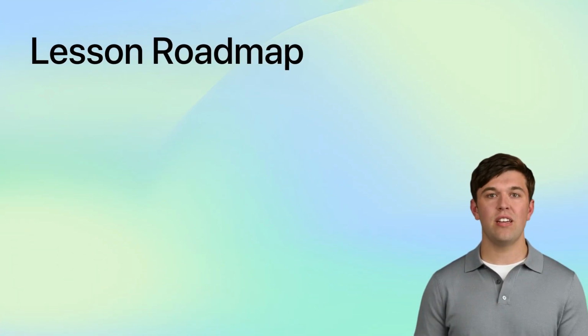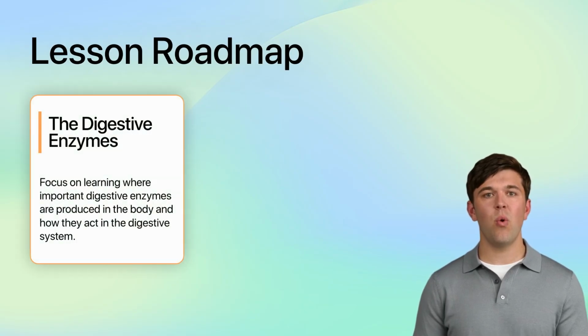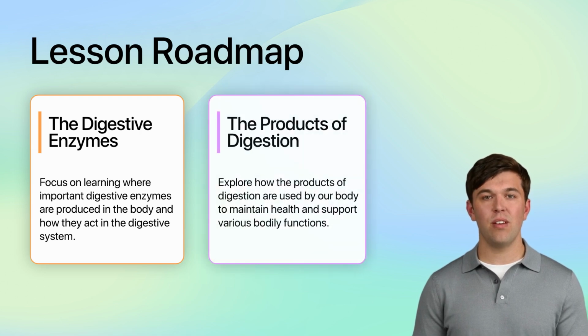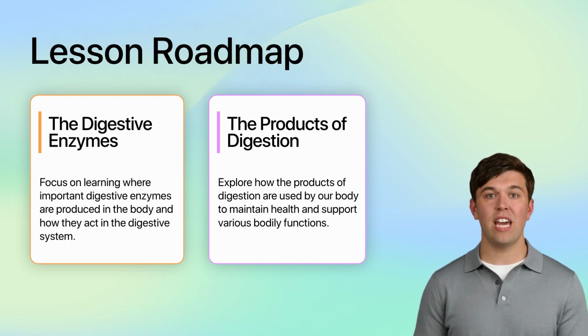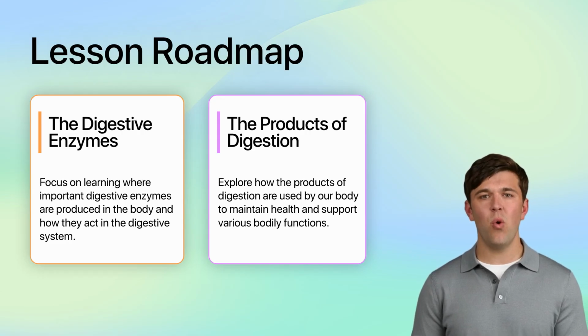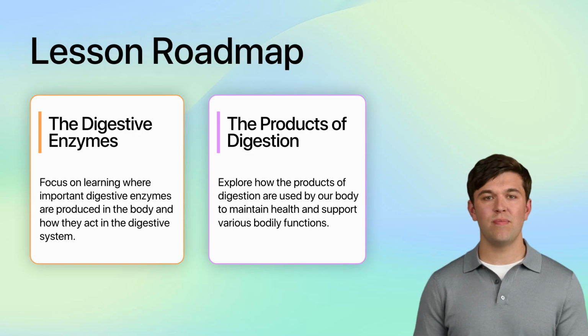In our lesson today, we will focus on learning where important digestive enzymes are produced in the body. We will also look at how they act in the digestive system. We will then explore how the products of digestion, such as glucose, amino acids, and fatty acids, are used by our body to maintain health and support various bodily functions.